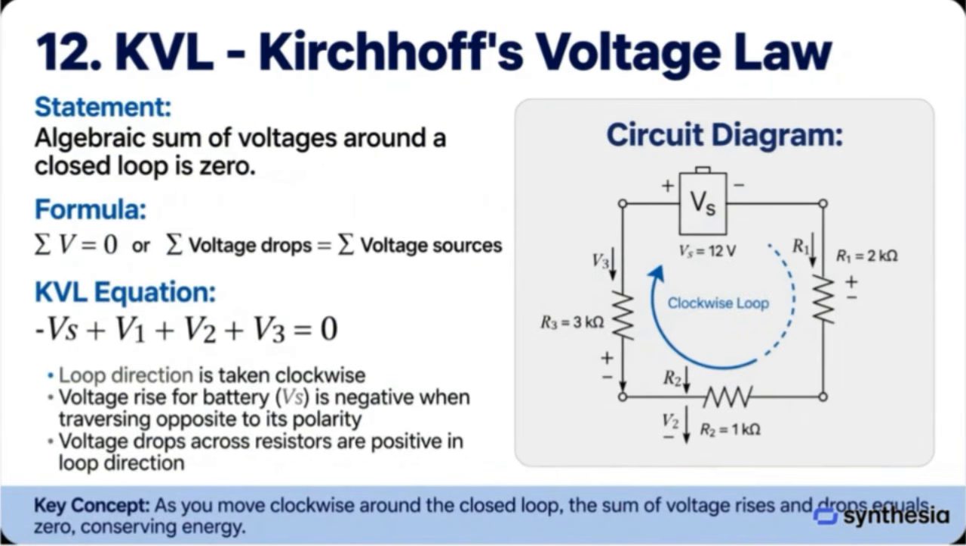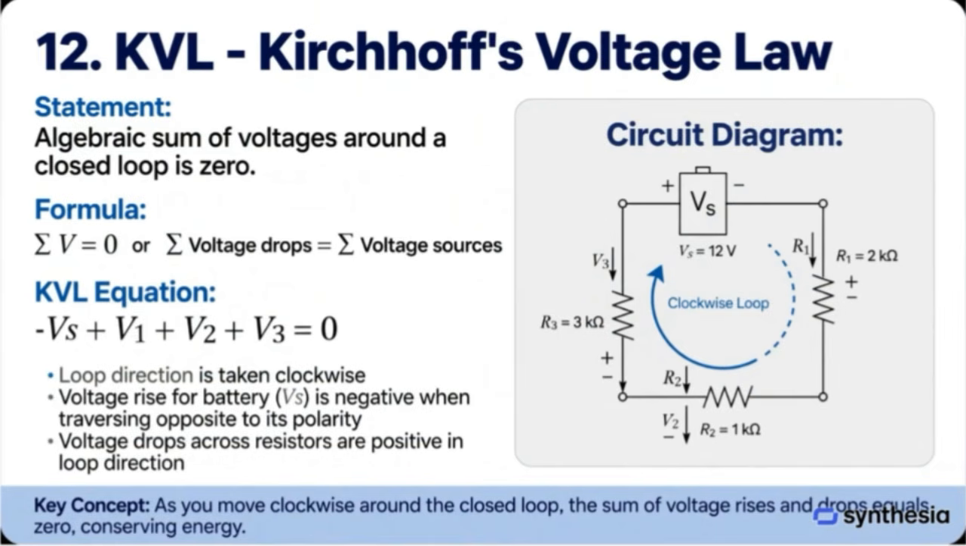Kirchhoff's voltage law. It states that the algebraic sum of voltages around a closed loop is 0, or the algebraic sum of source voltages equals the sum of voltage drops. Sign convention. When going around a loop, if we go from negative to positive of a battery, then the sign is taken positive, whereas if we go from positive to negative, then the sign is taken negative. For a resistor, the voltage drop in the direction of current is IR.